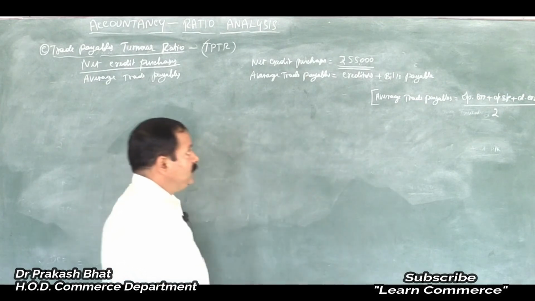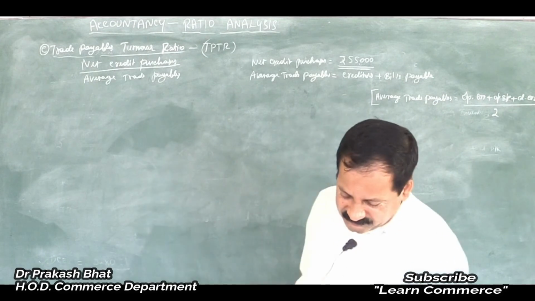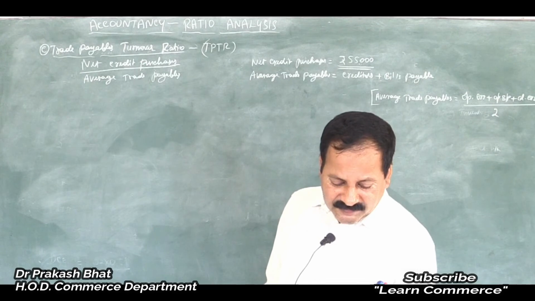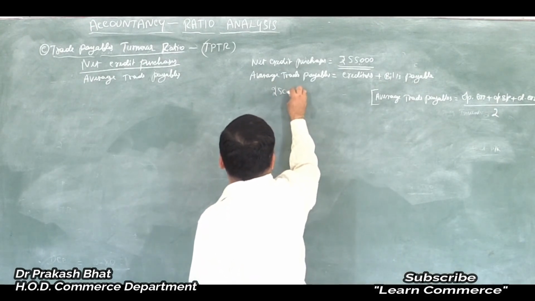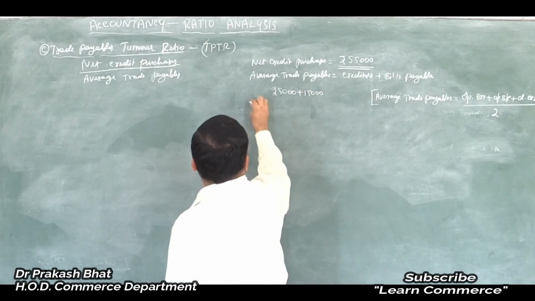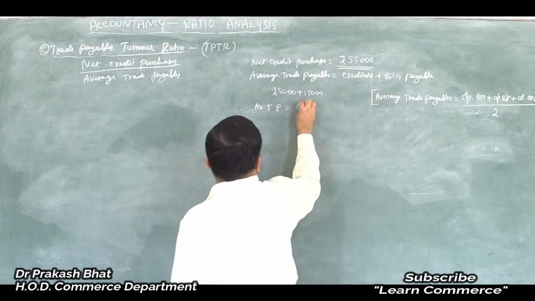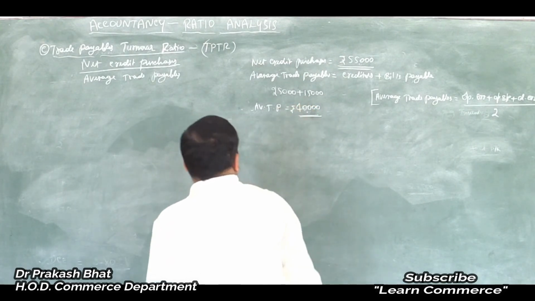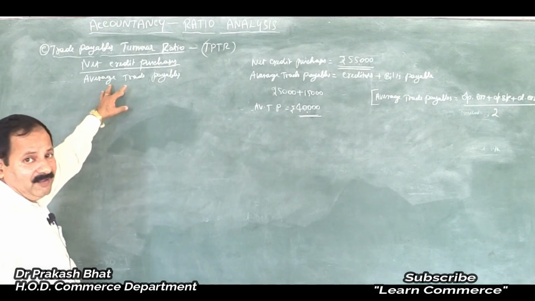Isn't it? Now here in this problem, creditors plus bills payable, let us take it as given in the balance sheet. Creditors 25,000 and bills payable 15,000. 25 plus 15, therefore average trade payables is equal to rupees 40,000. Is that correct? Rupees 40,000. Now we have both the figures with us. Substitute in your formula and get the ratio.